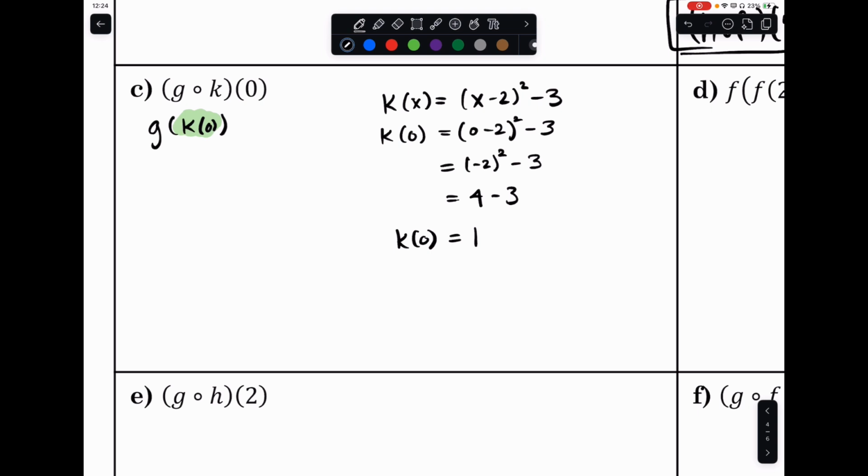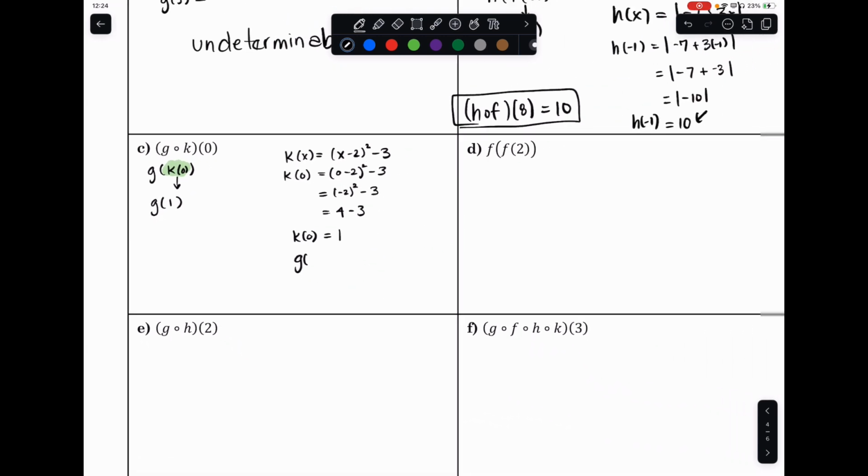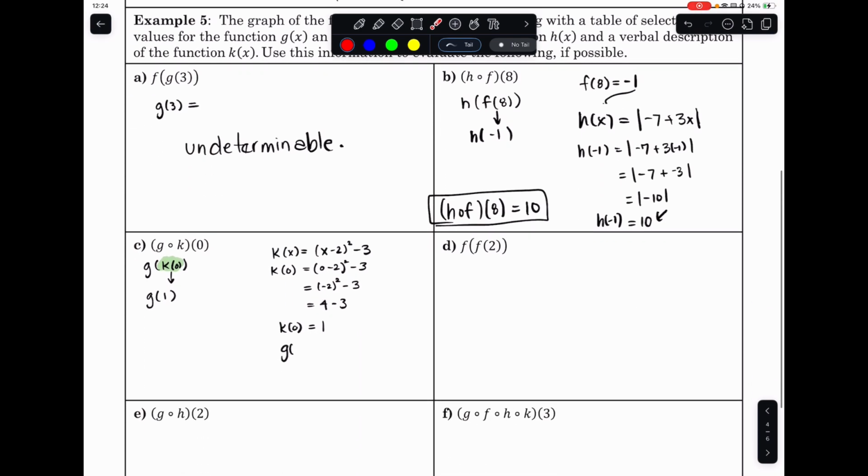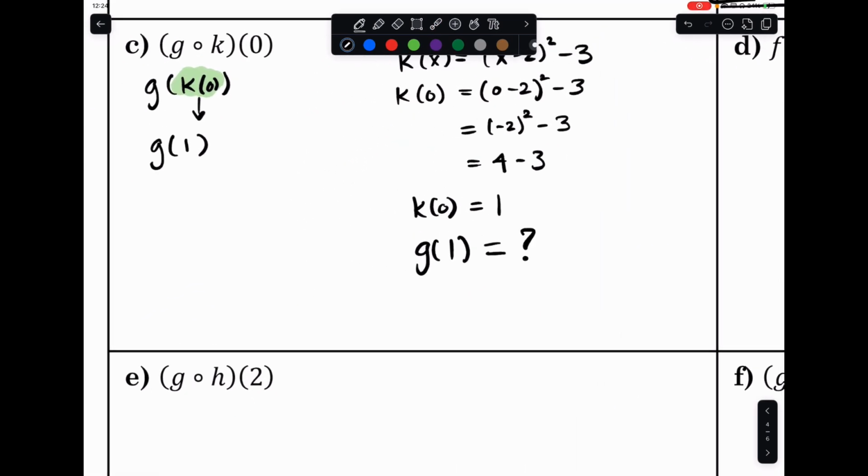Now that we know that this is equal to 1, we can evaluate g when x is equal to 1. And I'm not going to write the rule for g because g doesn't have an actual equation. We don't know what the equation is. We have to rely on the table, okay? And g of 1 cannot be determined because the only values of g that I have are these values right there. And 1 is not on the list of the x values for g. So we don't know what that is. So this is indeterminable.